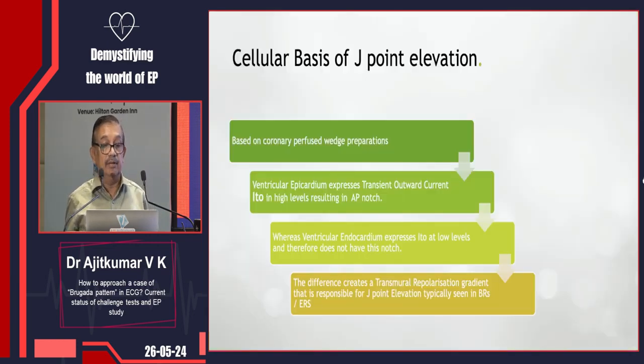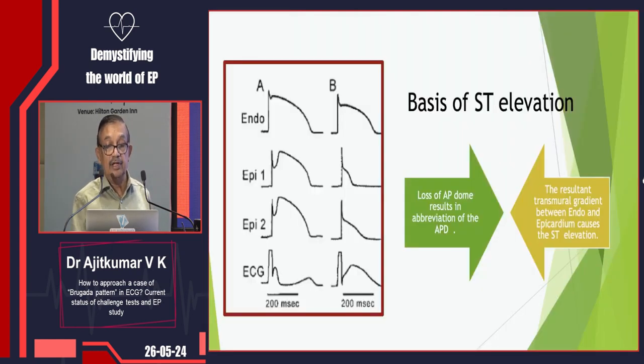So let us look at the basis of J-point elevation. These are based on coronary wedge preparation studies. Ventricular epicardium expresses a transient outward current, ITO, at high levels, resulting in an AP notch, while the ventricular endocardium expresses ITO at low levels and therefore does not have this notch. And this difference creates a transmural repolarization gradient that is responsible for the J-point elevation.